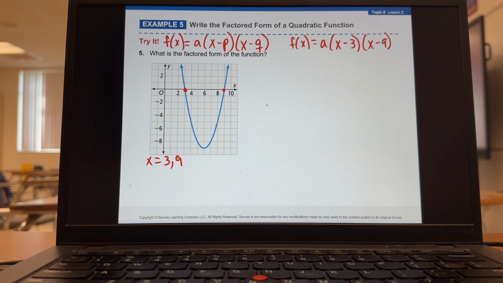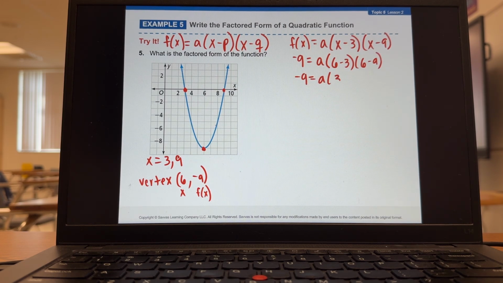Now I need a point from this graph so I can replace it with my x and f of x. Again, if you want to use your vertex, you can. It might be the easiest point on there. So my vertex is 6, -9, and this is going by 2's. 6 is going to represent my x, -9 is going to represent my f of x. So -9 equals a times 6 minus 3 times 6 minus 9.